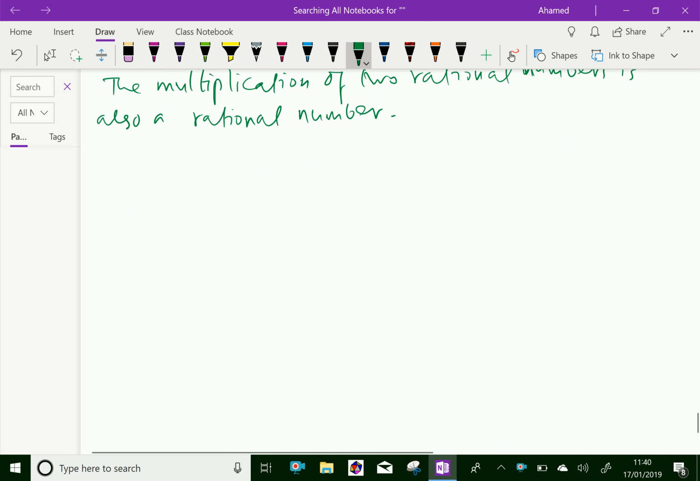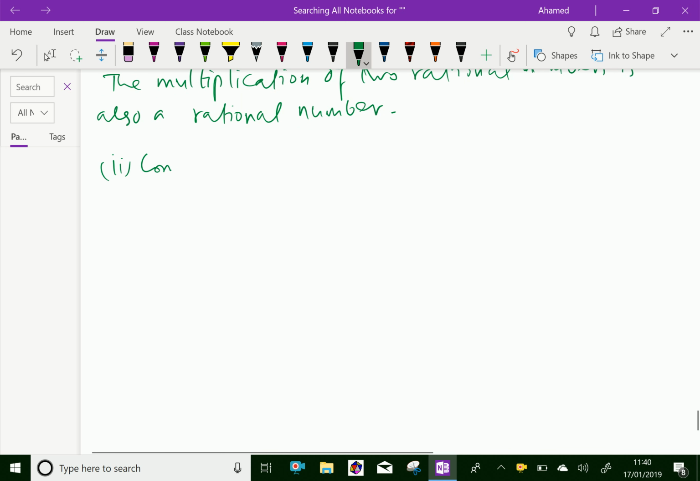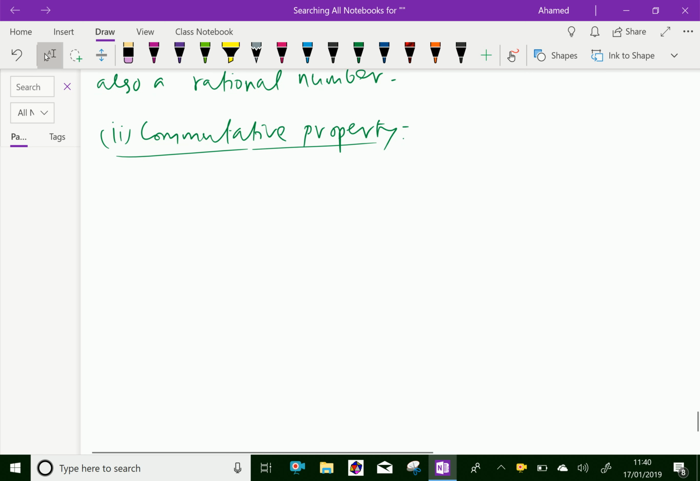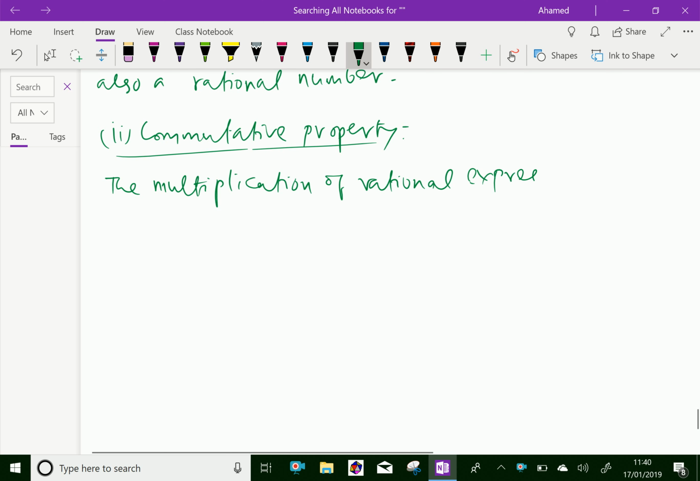Next one, commutative property. The multiplication of rational expressions is commutative.